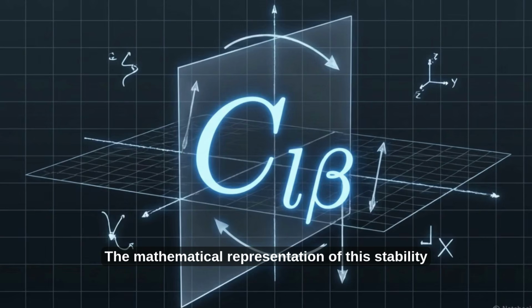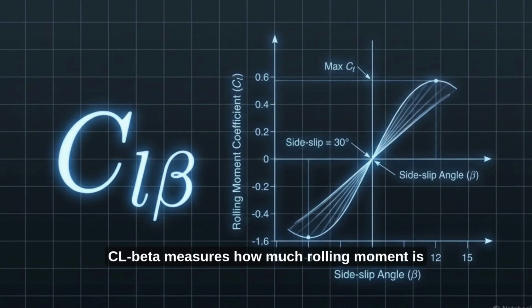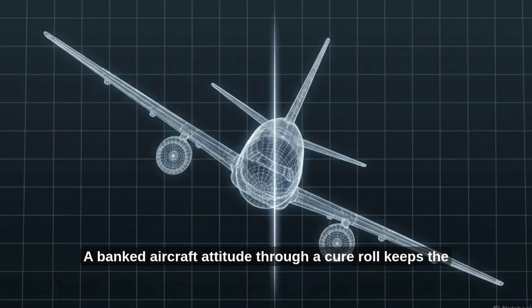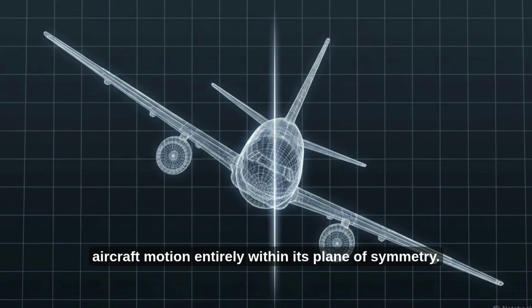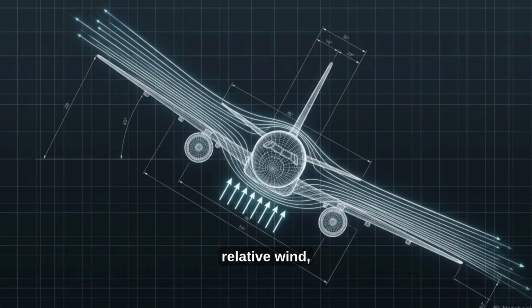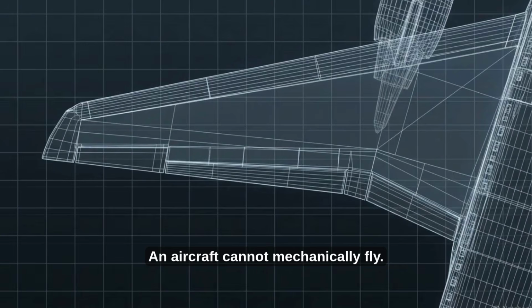The mathematical representation of this stability is the derivative Cl beta, commonly called the dihedral effect. Cl beta measures how much rolling moment is generated per degree of sideslip. Yet this introduces a kinematic paradox. A banked aircraft attitude through a pure roll keeps the aircraft motion entirely within its plane of symmetry. A pure roll remains perfectly symmetrical to the incoming relative wind, providing zero inherent restoring moment. An aircraft cannot mechanically fix a roll using only the roll axis.